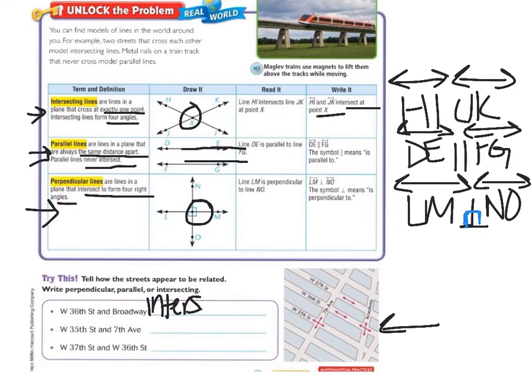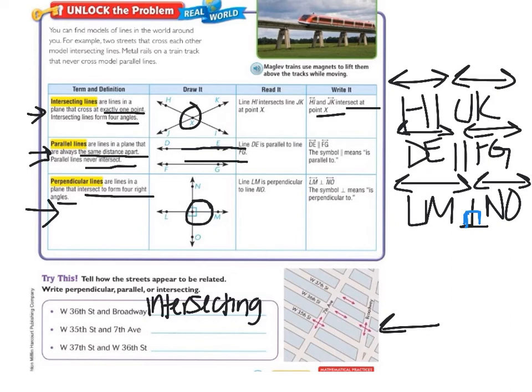But I just need to decide if they're perpendicular. So I see that Broadway runs on an angle, and it looks to me as if their intersection is not perpendicular. So these are only intersecting lines.